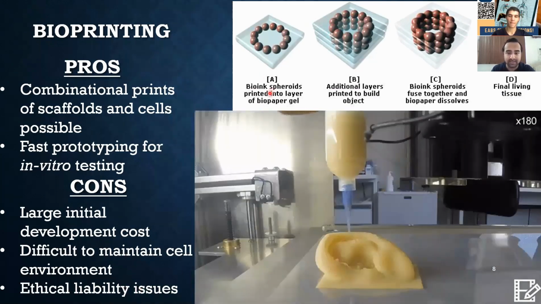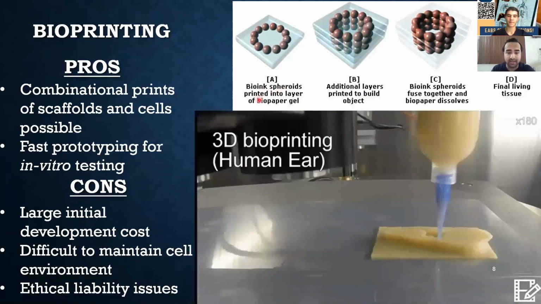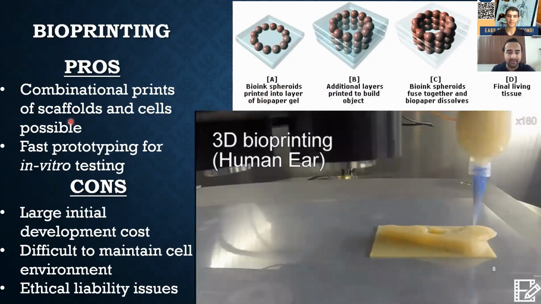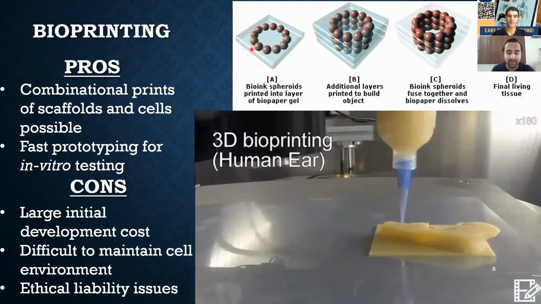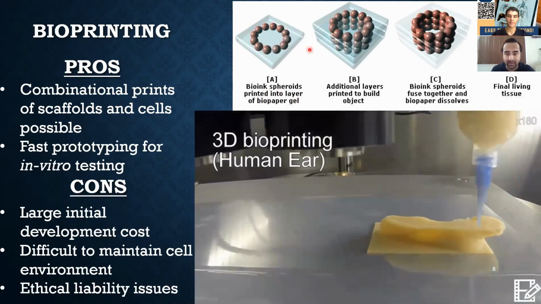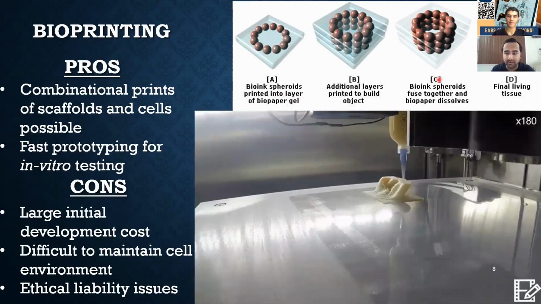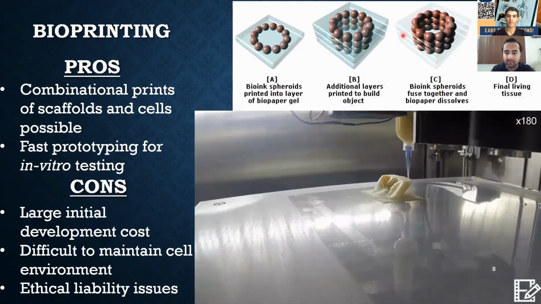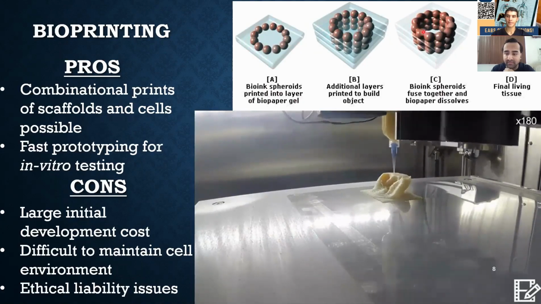So you can imagine here you have these sort of spheroid ink tablets that have these cells and scaffold material in it. You usually have this hydrogel matrix that it's printed on. So you build this layer by layer by layer, and all the little spheroids just get fused together.